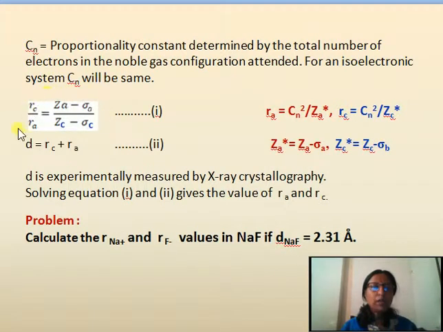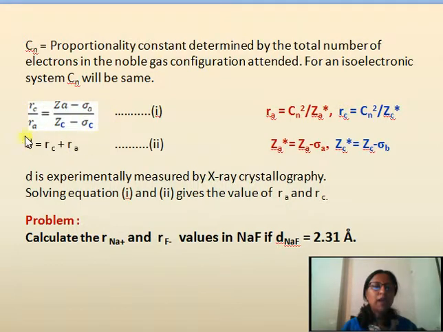So now you understand how this equation comes about. Rc by Ra is equal to Z star A by Z star C, the Z star value for the anion and the Z star value for the cation, where Z star A is equal to Za minus sigma A, and Z star C is equal to Zc minus sigma C. Here it is wrongly written sigma B; it should be sigma C. So we can incorporate these values here and get this equation.